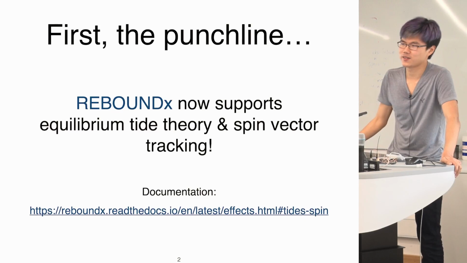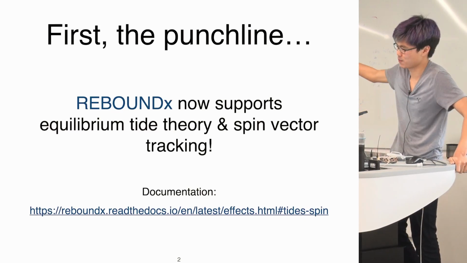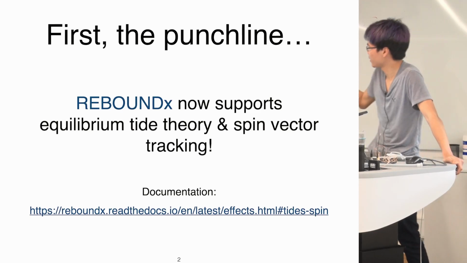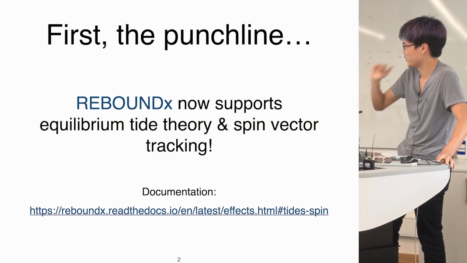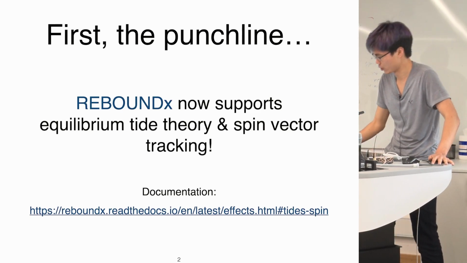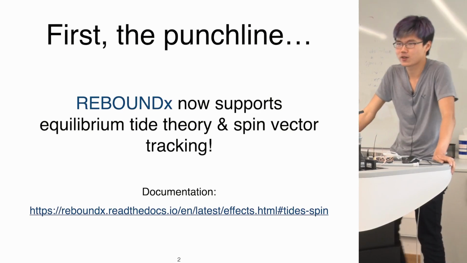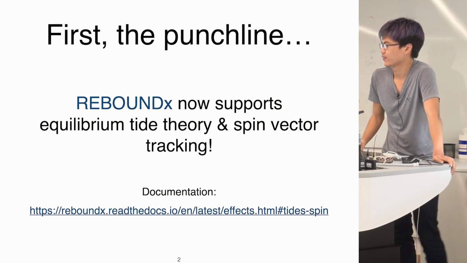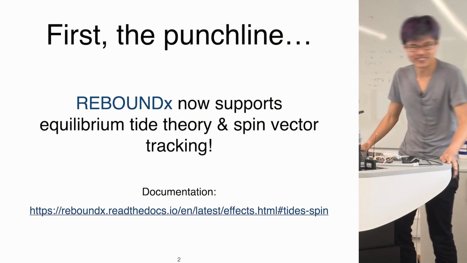So this talk is, in a sense, kind of an advertisement for this code package I've written, so I'm going to start with the punchline right away. The REBOUND package now supports equilibrium tide theory and spin vector tracking. If you're familiar with the package and the theory, feel free to zone out after this point. Go to this link. The code is now all public. It's available for use. There's documentation and examples at this link here. Happy to answer any questions about installation or the science. I wonder how many people are familiar with REBOUND. All right, so you guys can zone out now if you want.